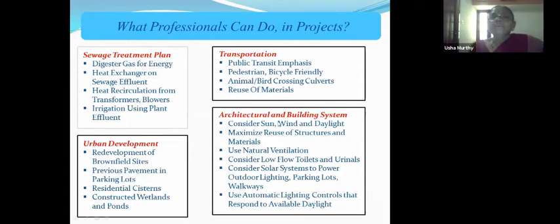Architectural building system. While doing this planning, consider sun, wind, and daylight so that maximum energy can be saved. Maximize the use of structures and materials. Use natural ventilation. Construct low flow toilets and urinals. Consider solar systems. This should be mandatory to power outdoor lighting, parking lots, walkways, and other things. Use automatic lighting controls that respond to available daylight. All these things can be attempted while planning and designing any projects.